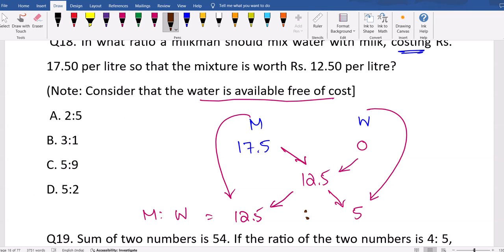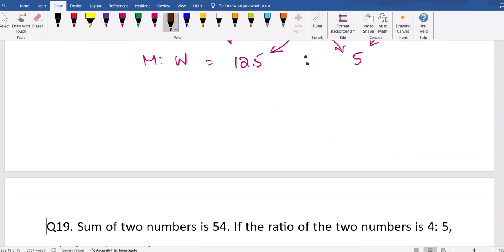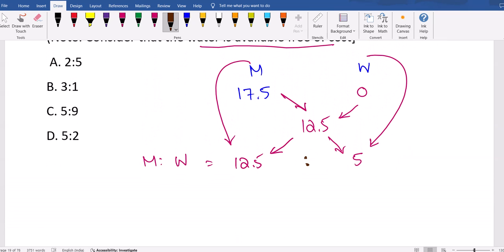If you multiply this by 2, it becomes 25 and 10. Five times, 5 2 times, so 5 is to 2 is the answer. The ratio should always be positive and it should always be an integer, so if it is a fraction or a decimal, we multiply by 2. It's 25 and 10, then divided by 5. So 5 is to 2: milk and water should be mixed in 5 is to 2 ratio.